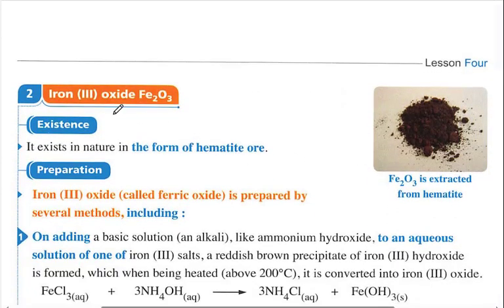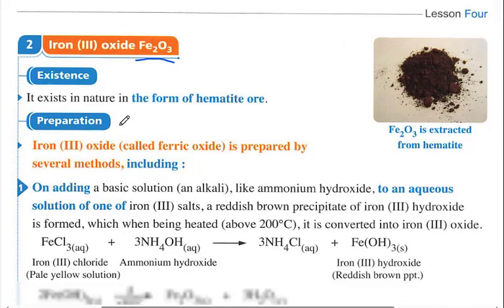Ferric oxide or iron 3 oxide, its color is red, so it is used as a pigment. It is the highest oxide among all these oxides: ferric, magnetic iron oxide and ferrous. Ferric oxide is the highest oxide, so all the other oxides can be oxidized into ferric oxide. Ferric oxide cannot be oxidized, but it can be reduced into magnetic iron oxide or ferrous oxide. How can we prepare it? There are a lot of methods to prepare iron 3 oxide.